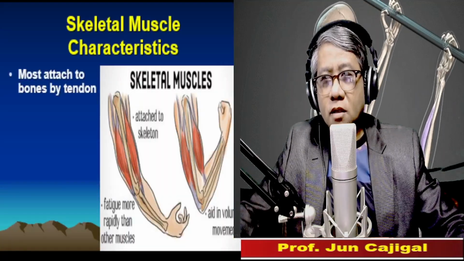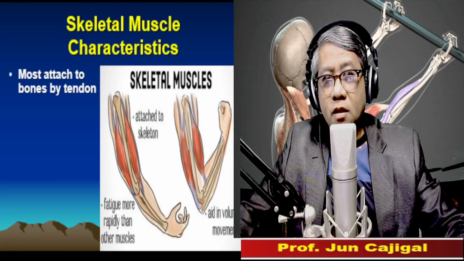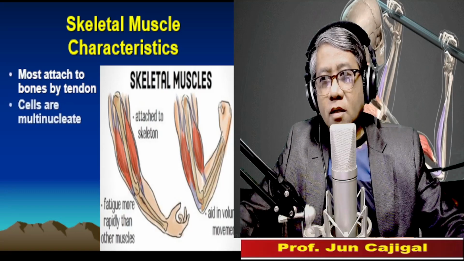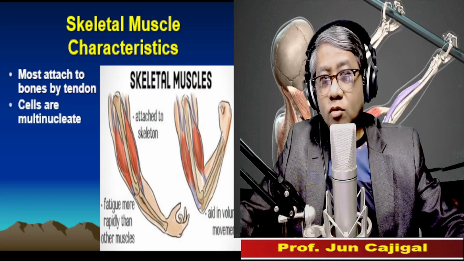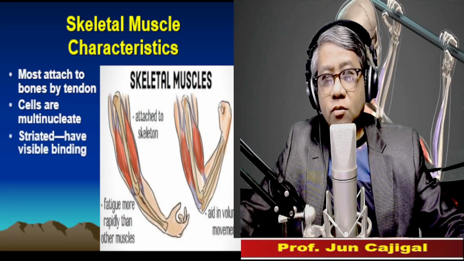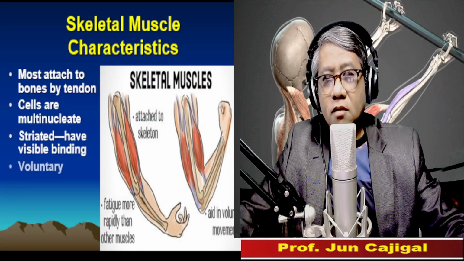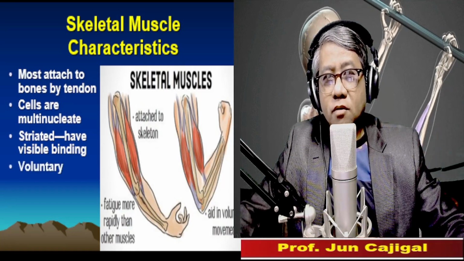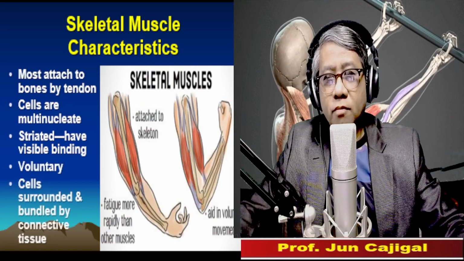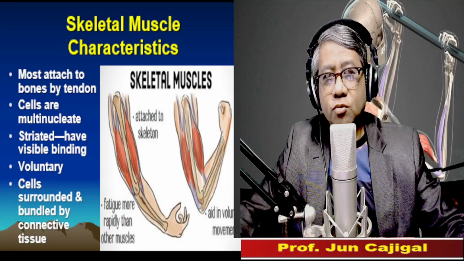Alright, so again, the skeletal muscle is the muscle that is attached to our bones. And the tissue where the muscle is attached to the bone is called the tendon. And these muscle cells are multi-nucleated, or they have many nuclei. And under the microscope, they have many striations or stripes or streaks. And this type of muscle is under the central nervous system, so it is under conscious or voluntary control. And the cells are surrounded and bundled by connective tissue.